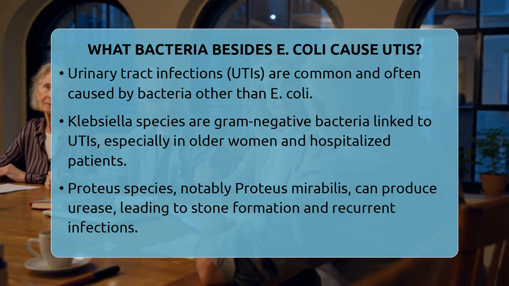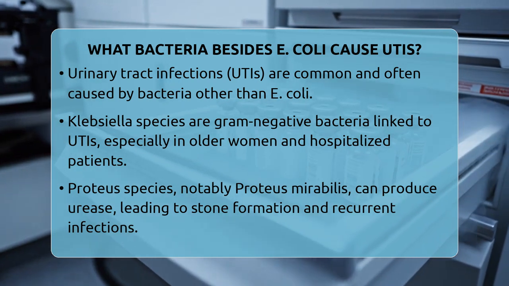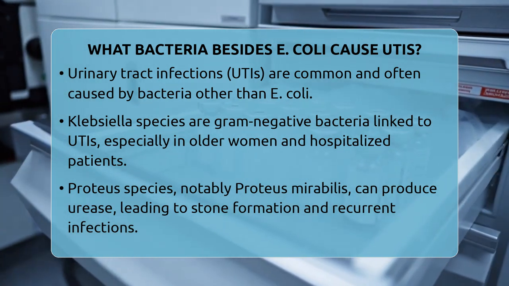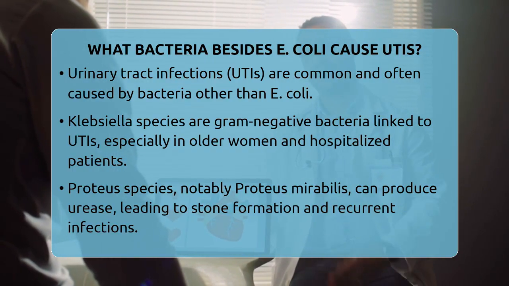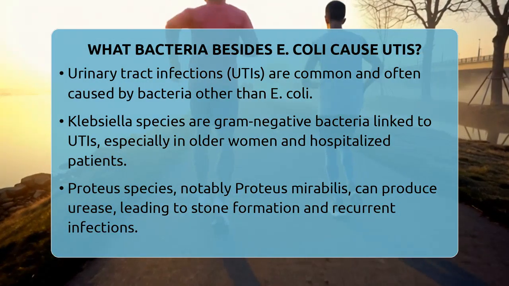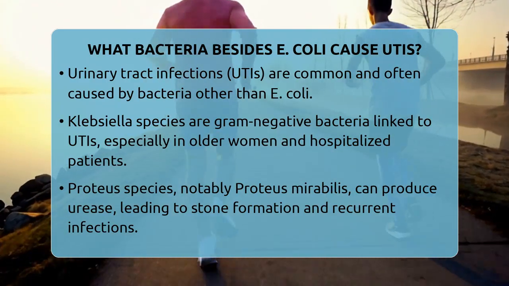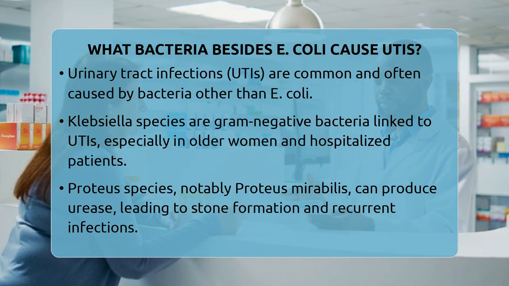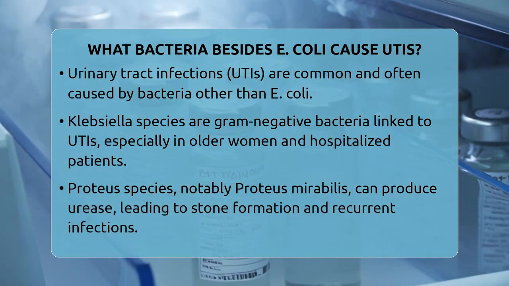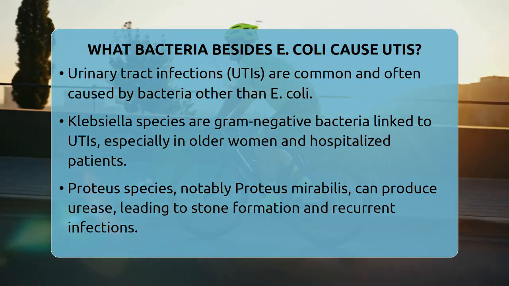Klebsiella species are gram-negative bacteria that can cause UTIs, especially in older women and hospitalized patients. They are often linked to complicated infections and may be associated with urinary stones. Proteus species, especially Proteus mirabilis, are known for producing urease, an enzyme that can lead to stone formation in the urinary tract. These bacteria are frequently involved in more complex UTIs and can cause recurrent infections.